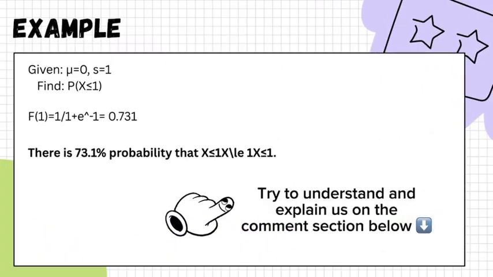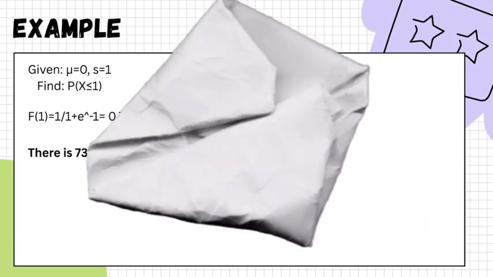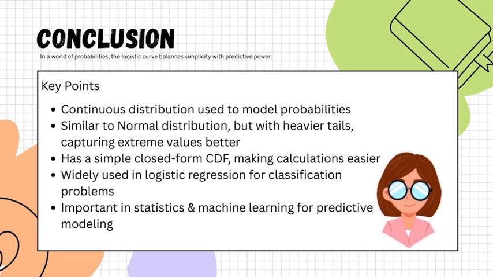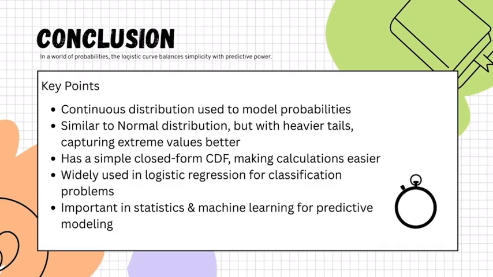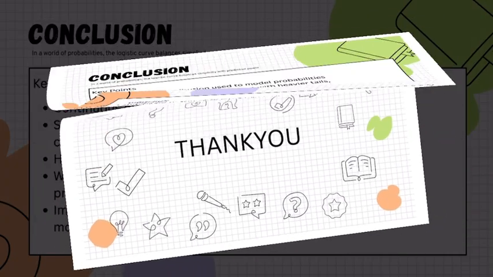So, to conclude, the logistic distribution is a continuous probability distribution. Its PDF is bell-shaped and symmetric. Its CDF is S-curved and very useful for probability modeling. It is heavily used in machine learning and logistic regression.